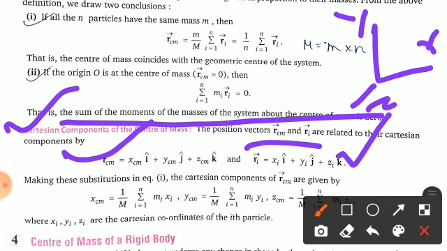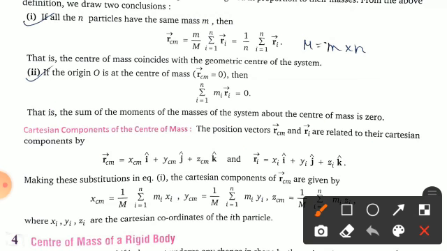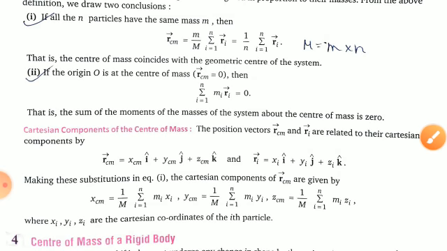Making these substitutions in equation 1, you can see here this is the first equation. Then what we will get here, xcm, which is your center of mass, is equal to 1 upon m times the sum of mi xi. Similarly, ycm equals 1 upon m times the sum of mi yi, and the same thing, 1 upon m times the sum of mi zi. Clear?